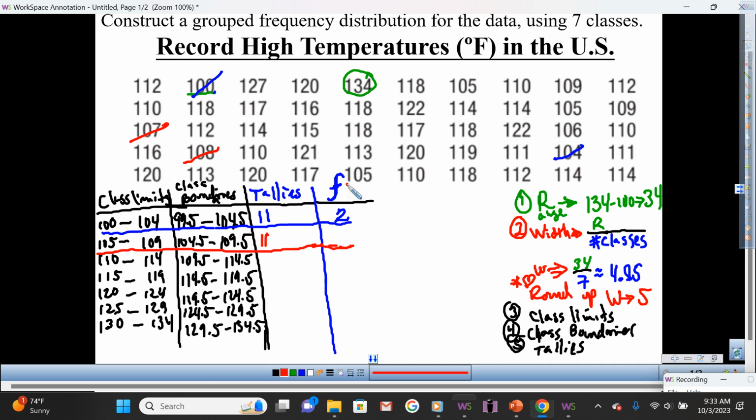Here's another one, 105, that's another tally. Here's another 105, another tally. Here's 109, another tally. Here's 105, another tally. Here's 106, another tally. And 109, another tally. Is that it? Yeah, right? Who got 8 for the next one? Yeah? Okay.